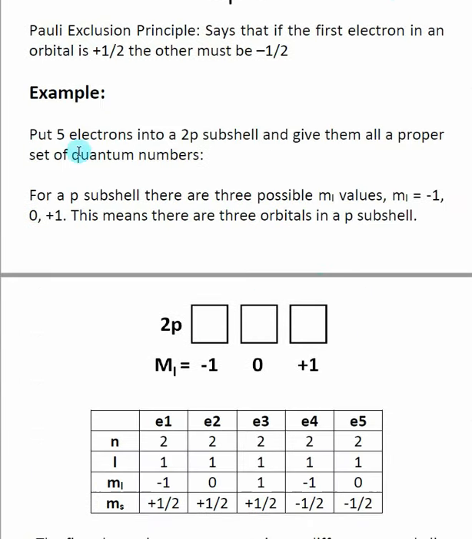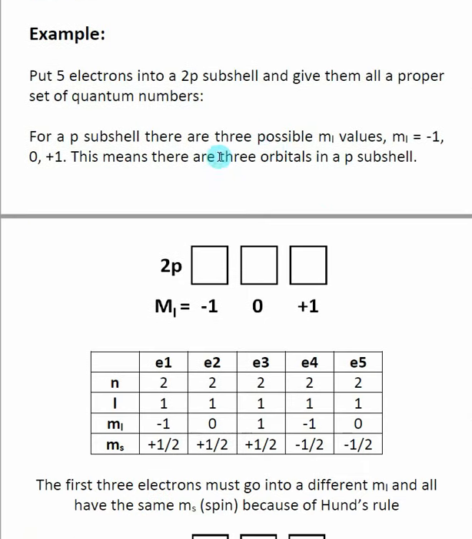Looking at another example, I'm putting 5 electrons into a 2p subshell. I also want to give them a set of 4 unique quantum numbers. Still, the first thing I want to do is realize how many m sub l's or orbitals I have. The l value for a 2p subshell is 1, and I know that because we're dealing with a p subshell. When l is equal to 1, my possible m sub l values are minus 1, 0, and plus 1. So that tells me that we have 3 orbitals to put electrons into.